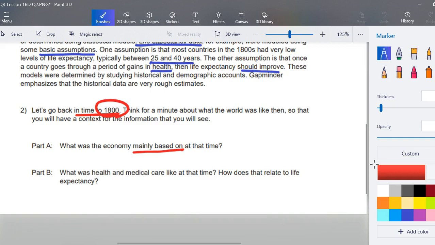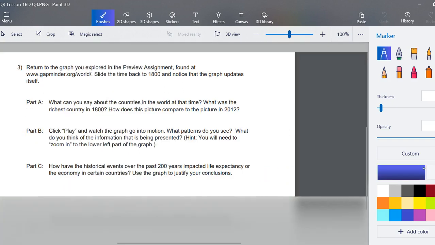Part B, so what about health and medical care at that time, and how does that relate to life expectancy? Well, something you might have written down is that medical care was very different 200 years ago, both in terms of availability and in quality. If someone got sick or injured or wounded in war, they very likely were just going to die, which lowered the average life expectancy.